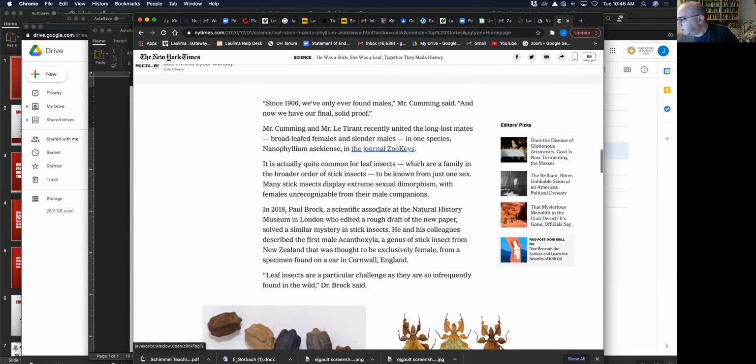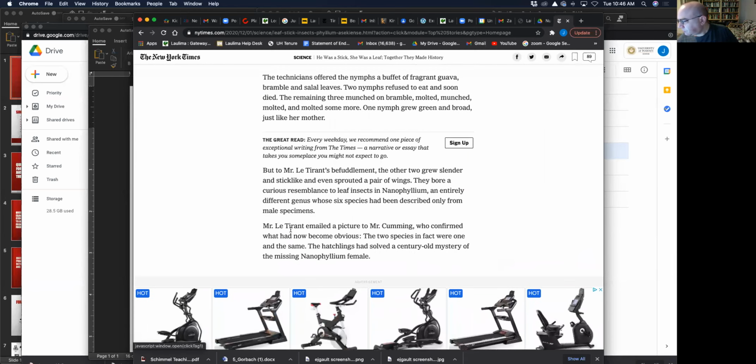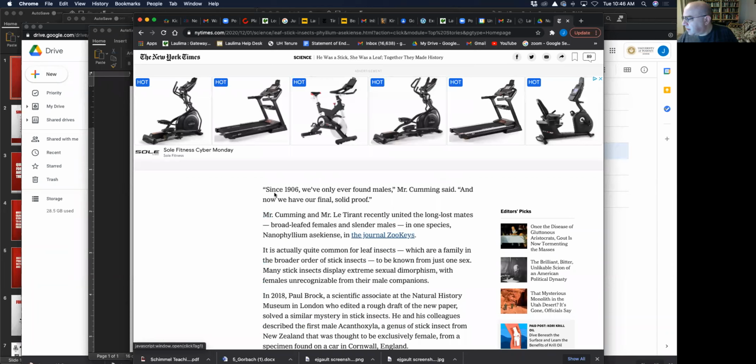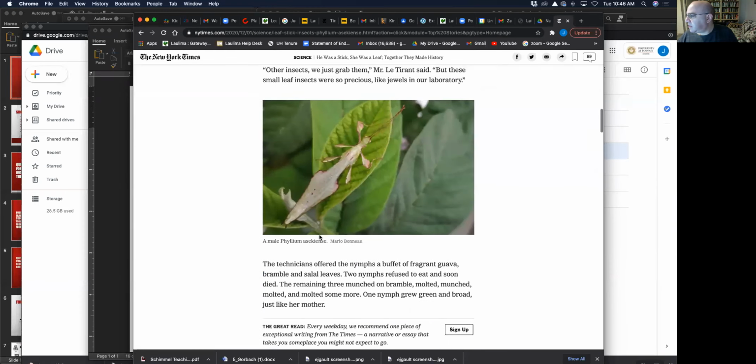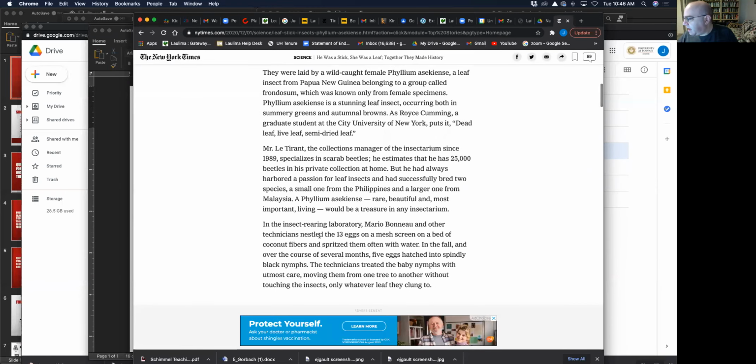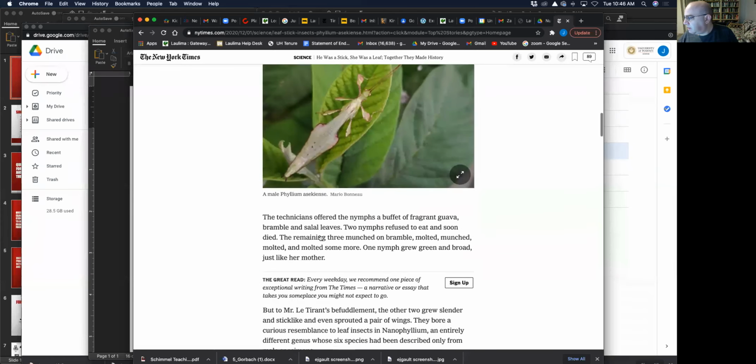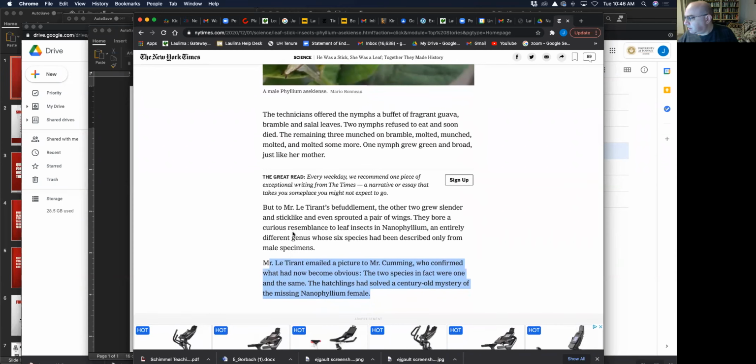Well, it seems to me like you don't get into what it's really all about until Mr. Lee Tiron emailed a picture to Mr. Cummings, who confirmed what had now become obvious. The two species were in fact one and the same. The hatchlings had solved a century-old mystery of the missing Nanophyllium female. Since 1906, we've only ever found males, Mr. Cummings said, and now we have our final solid proof. Mr. Cummings and Mr. Lee Tiron recently united the long lost species in one species. So this is kind of a long anecdote, right? That then we finally get the news here.